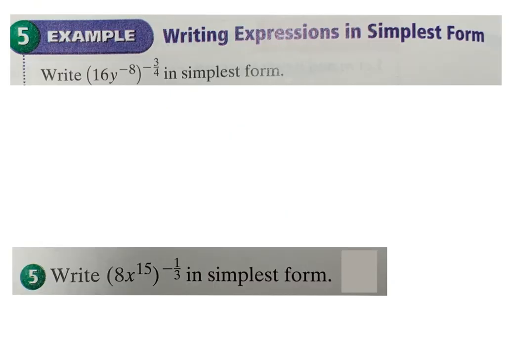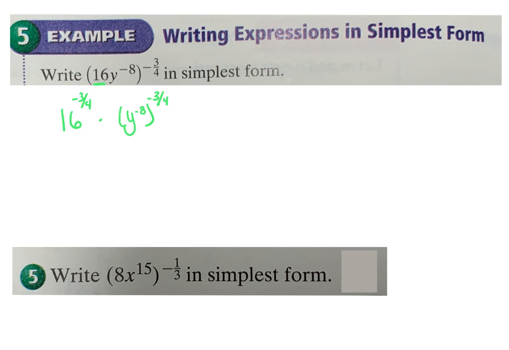(16y to the negative 8) to the negative 3/4. Okay, so there's a couple ways to think about this. I would do them individually first and then go from there. Remember, you have a group to the power, so everything in the group has to be taken to the power. So I'm going to say 16 then to the negative 3/4 times y to the negative 8 to the negative 3/4. All right? And then deal with it, right?